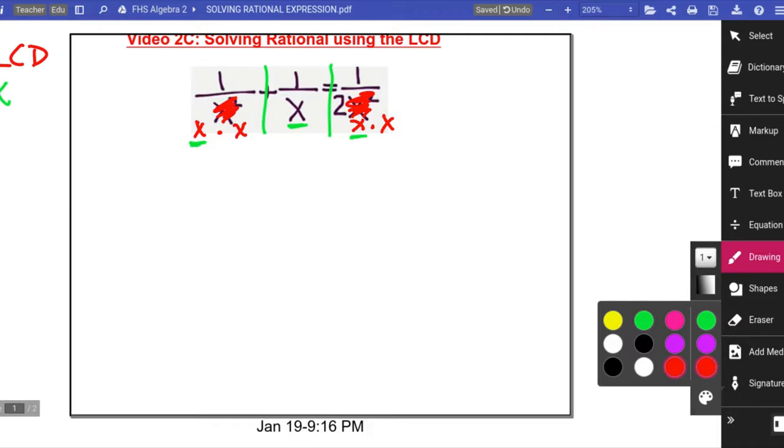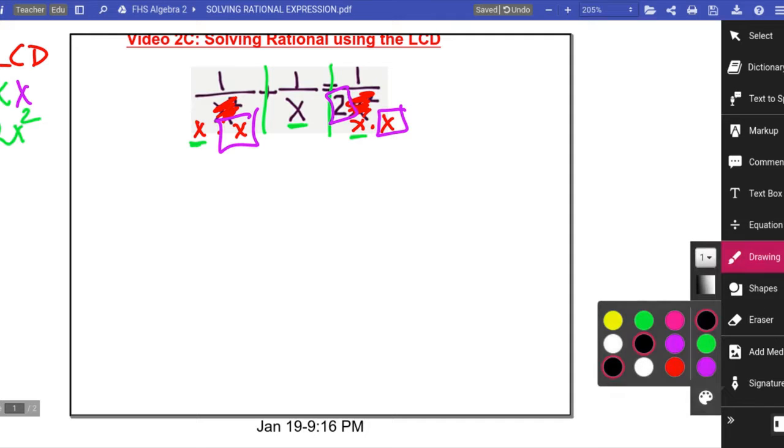All right, where are my leftovers? So my leftovers are as follows: leftover, leftover, leftover. So let's add those leftovers. The leftovers would be 2 and x, right? So all my LCD in general is 2x squared. That's my LCD. All right, let's keep that in mind.